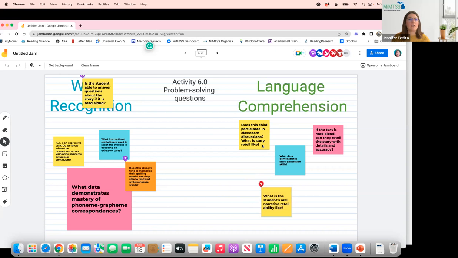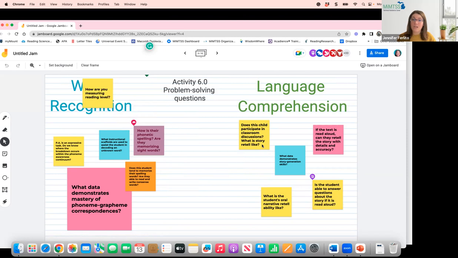Good. A lot of questions about what their comprehension is like if we are reading the story to them. So that is where we as speech pathologists really understand the difference between reading comprehension and listening comprehension, oral comprehension and written comprehension. Complex or simple sentence structure. How are you measuring that reading level, right? What does that look like?